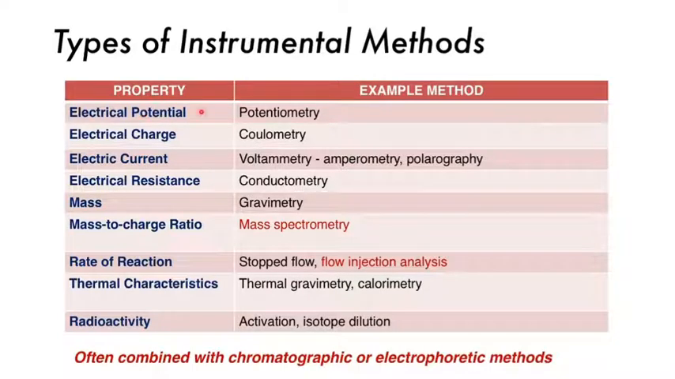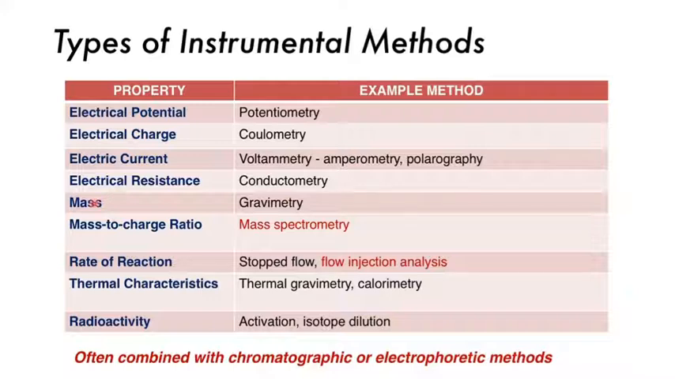So types of instrumental methods, we have looking at the different properties that we're trying to measure. We have electrical potential. This is potentiometry. So this is useful in electrochemistry. So basically using electricity and chemistry to determine the concentration of something that's present, or to try and understand its electrical properties. The reason why that's important is because one of the best ways to coat something with metal is to use electricity. Electrical charge, coulometry, electric current, voltammetry, electrical resistance, conductometry. So this is like just trying to find out if it's useful for other different kinds of spectroscopy.